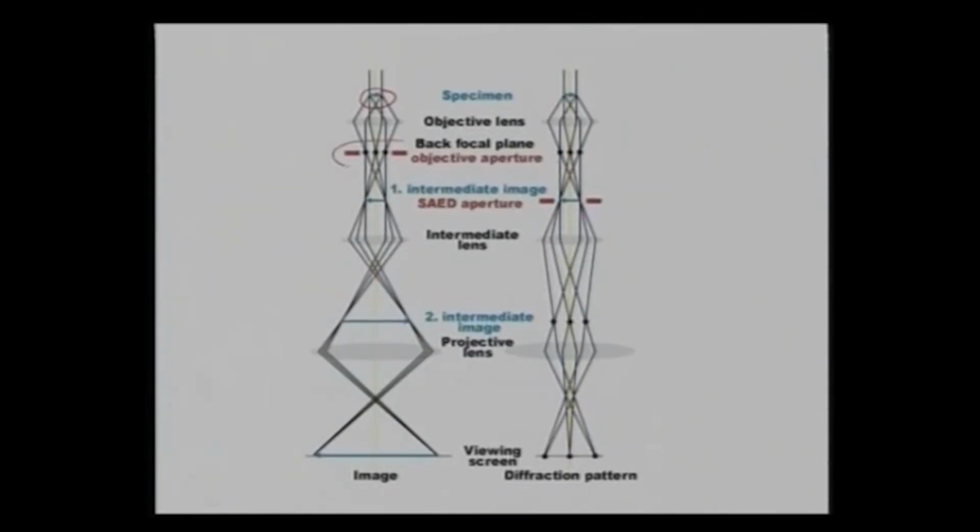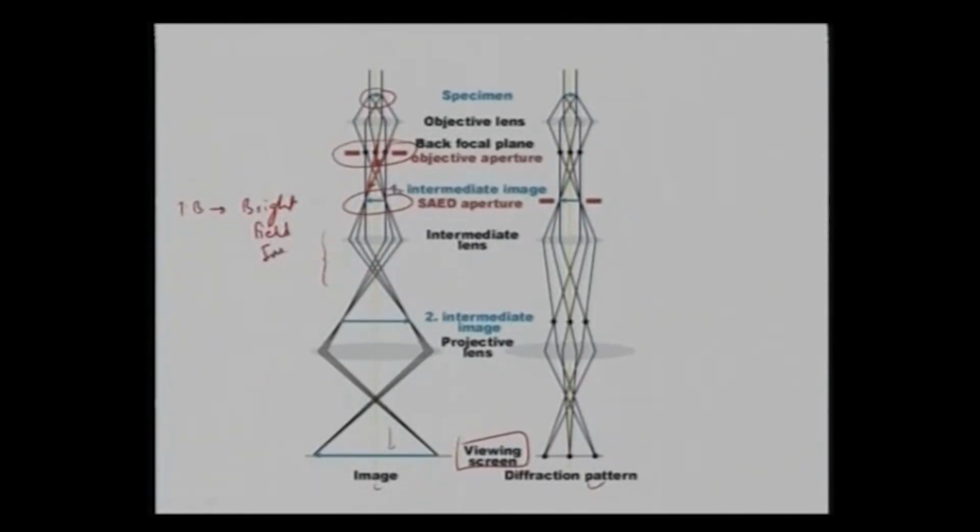So coming back to the ray diagram, I can see that my specimen lies here, and then I have my back focal plane. Then I have my intermediate image which is forming. Then I have some intermediate lenses, and finally I get my image, either as an image or as a diffraction pattern, on a screen. So that is what is required here, that I can selectively take a particular beam in the back focal plane. I can allow only the transmitted beam to pass through, or I can allow only the diffracted beam to pass through. If I allow only my transmitted beam to pass through, what I get is something called a bright field image.